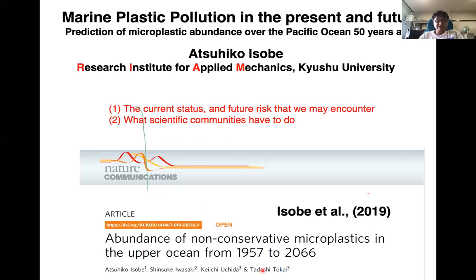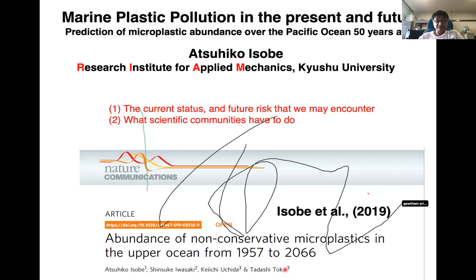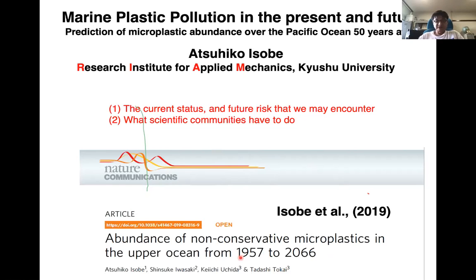The title was "Abundance of the Non-Conservative Microplastic in the Upper Ocean from 1957 to 2066." Non-conservative has a special meaning, which I will explain later. 1957 is 6 years before 1963, which means the plastic started to be used in the world. And 2016 means 50 years after.